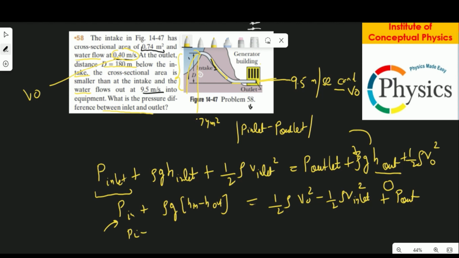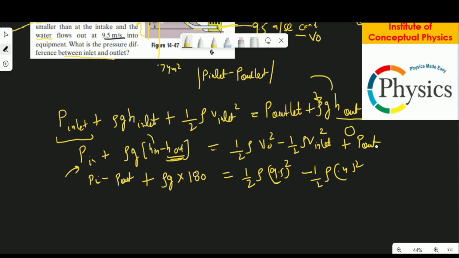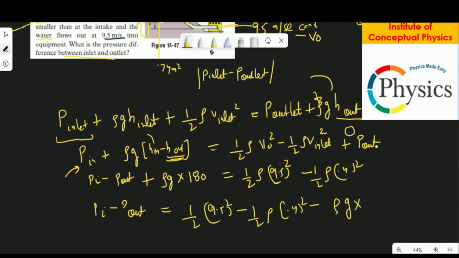So P inlet minus P outlet plus this is 0, right? Outlet is at 0. So h inlet is how much? Rho g multiplied by 180 is equal to half rho. What is the velocity at outlet? 9.5 whole square. And we have already taken this to the other side. Minus half rho, inlet velocity is 0.4 square, right? This is it. Now, if you use this, you can say P inlet minus P outlet is equal to half rho 9.5 whole square minus half rho 0.4 square minus rho g into 180.